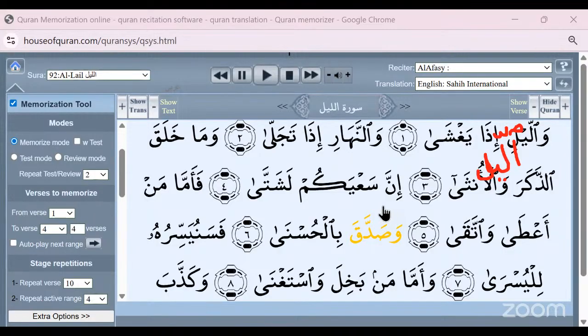Inna sa'yakum. Lashatta. Lashatta. Ta with shadda and fatha and alif maqsura. Inna sa'yakum lashatta. Okay.